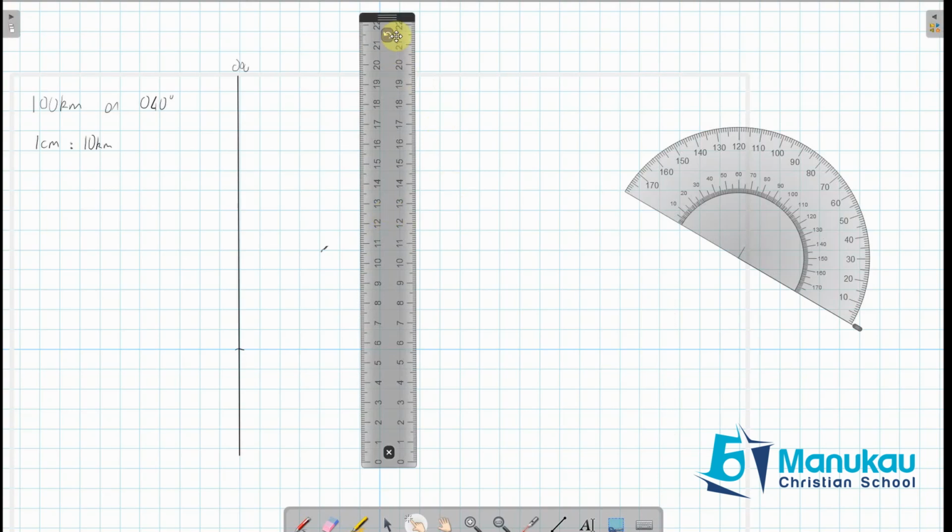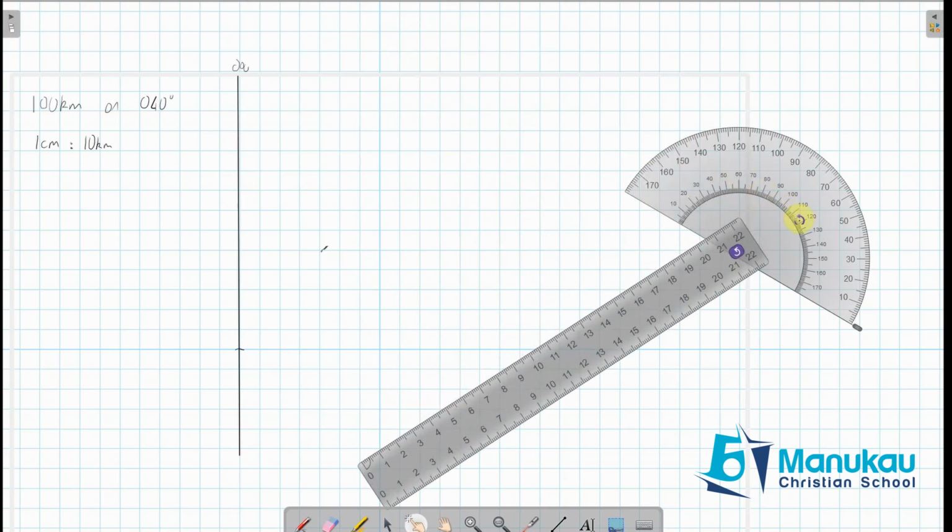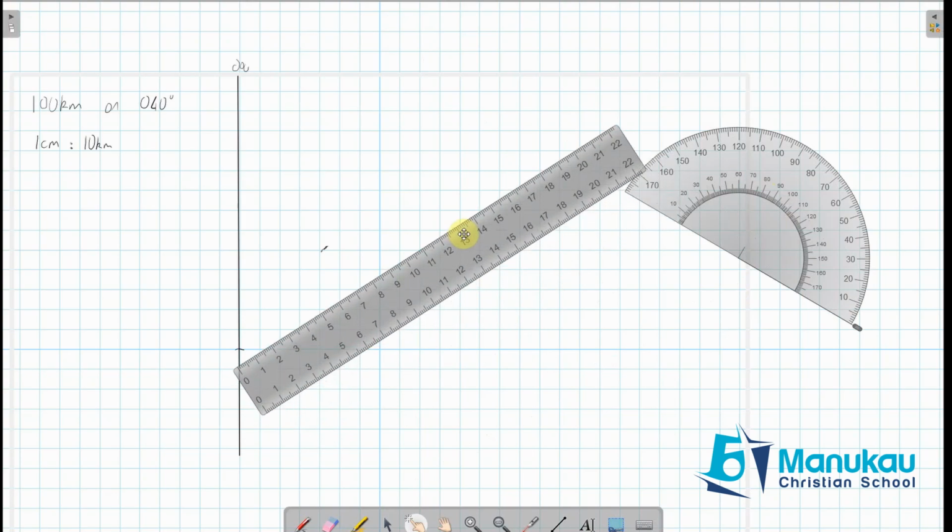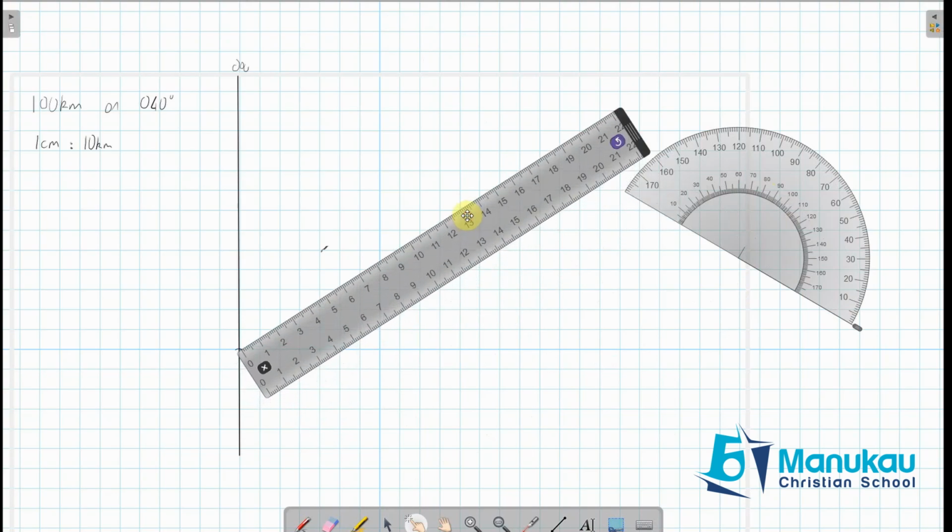It heads off in that direction, but how far in that direction does it head off? 100 kilometers. Now, what is 100 kilometers in centimeters if this is my scale? Well, I'm just going to write over here, I need 100 kilometers. How did I get from 10 to 100? I times by 10, so I need 10 centimeters. Okay, so I've got to go 10 centimeters on this bearing.